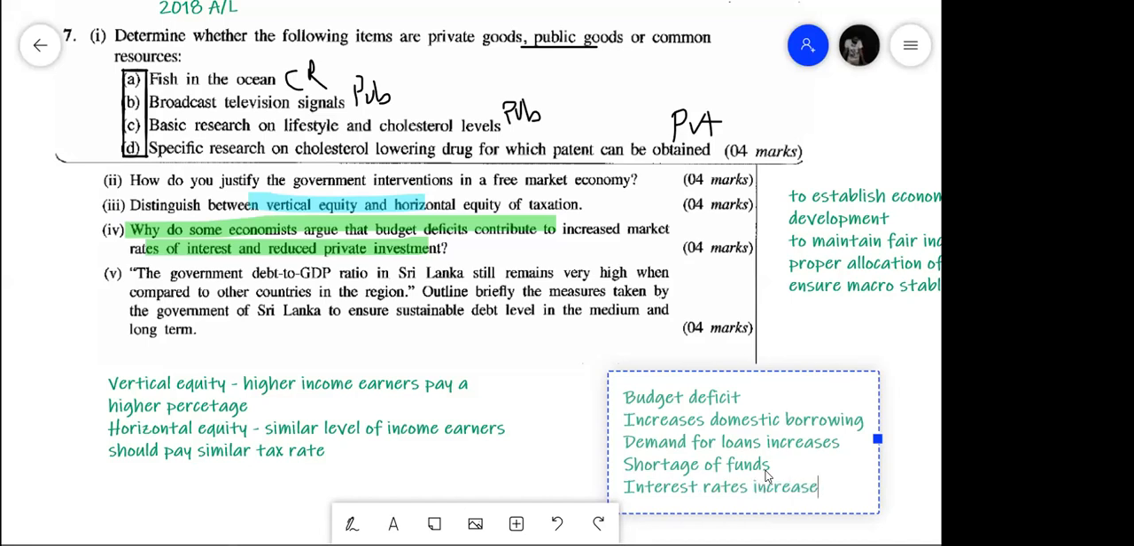When interest rates increase, private sector investment is affected. You will pay a higher interest rate, and there's a shortage of funds available as well. So investments tend to fall, which is the crowding out effect.